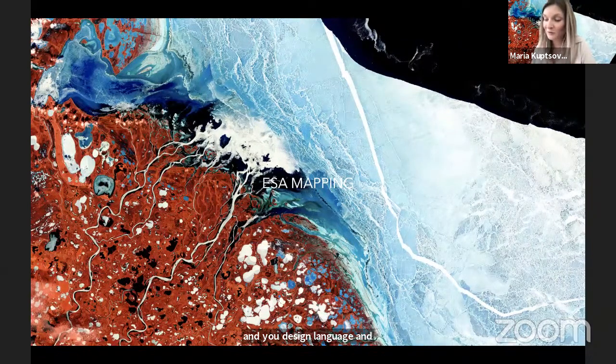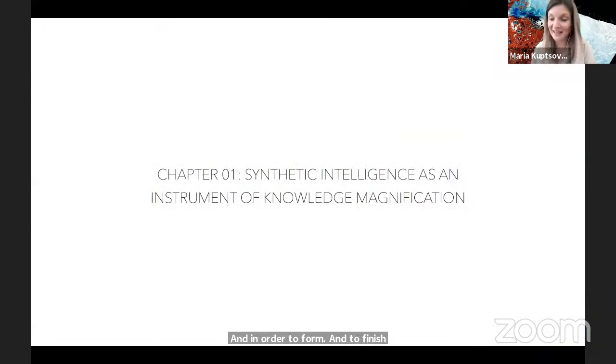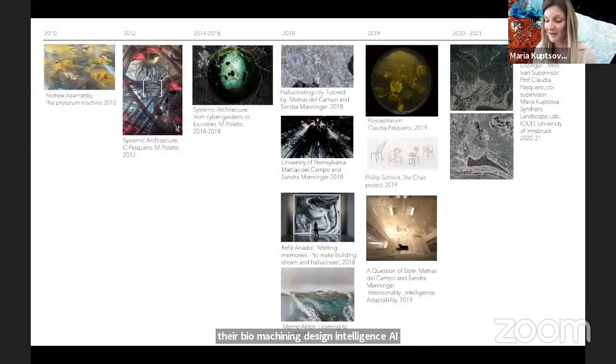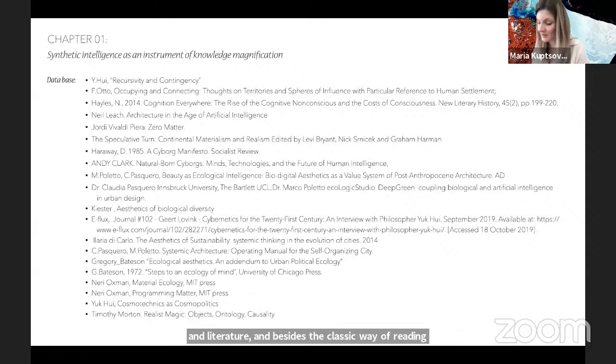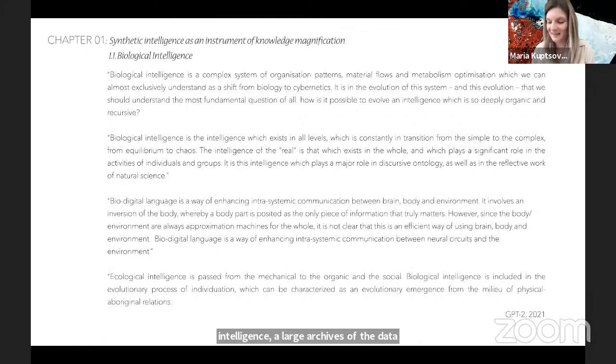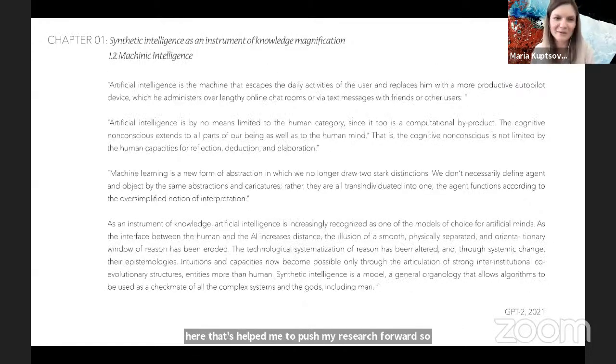In order to form a definition of the biomachinic design intelligence, I studied a large database of existing project references and literature. Besides the classic way of reading and investigating this literature and the projects, in the first step of my PhD I also did an interesting experiment involving artificial intelligence within the process. I used a generative pre-trained transformer network algorithm as an instrument to enlarge the database and to read large archives of data with machinic intelligence. I think I got some interesting conclusions from here that helped me push my research forward, so I won't stop here very long.